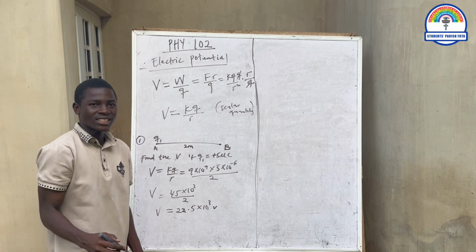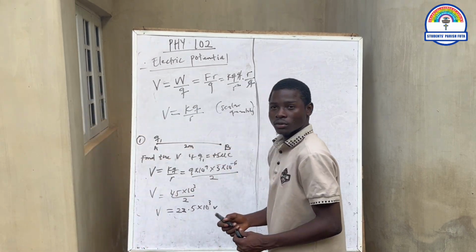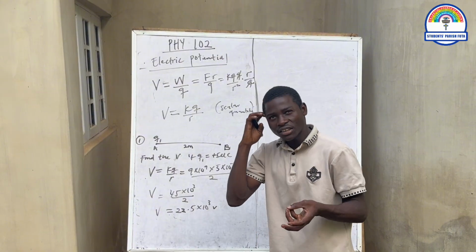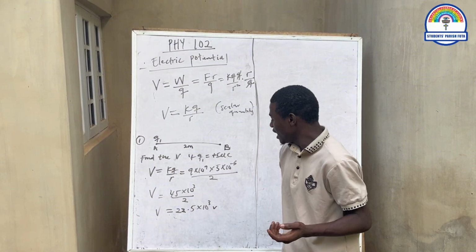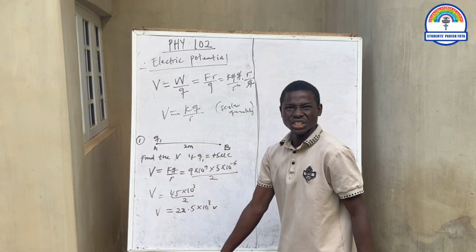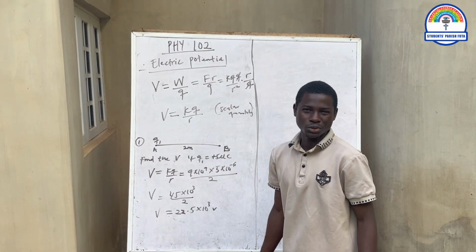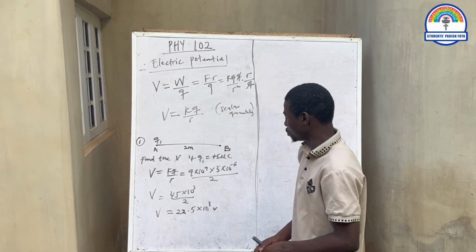So, a question that may be coming to your mind now: we have electric force, electric field intensity, and we also have electric potential for more than just one charge. How do we do that? Yes, you can. You still use the superposition theorem.